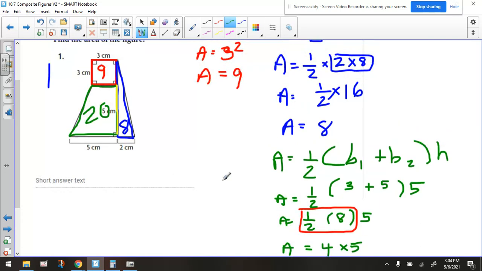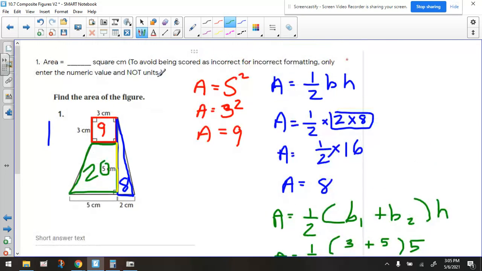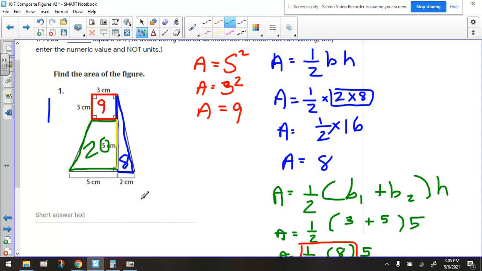So to finish this up, the only thing left you have to do is add 9 plus 20 plus 8. And you'll just put the number, because it does say to avoid being scored as incorrect. If you put in square centimeters, there's probably like 50 different ways that somebody might put in square centimeters. So just to make sure that we don't get miscored for that problem, you're just putting in the number. Again, what are you adding? 9 plus 20 plus 8.